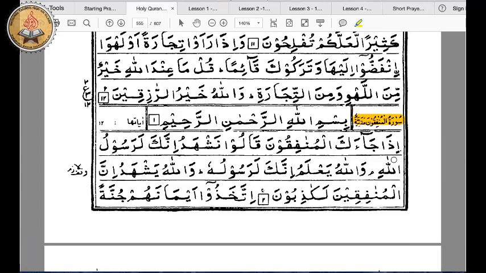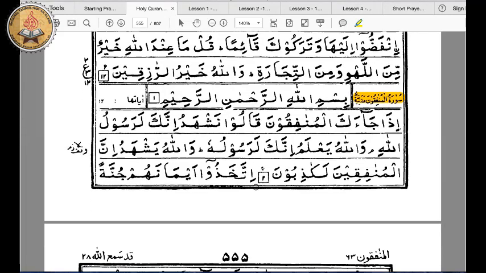Assalamu alaikum, N6120. Assalamu alaikum. Wa alaikum assalam. Could you start reciting from the beginning of this surah up until verse number 2, please? So this is Surah Al-Munafiqun. Okay.